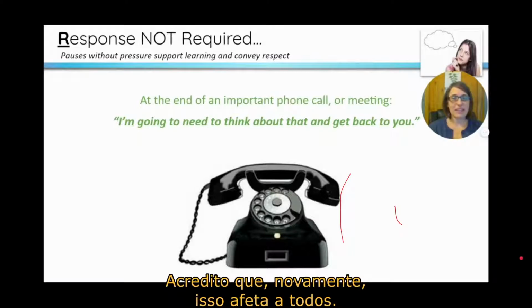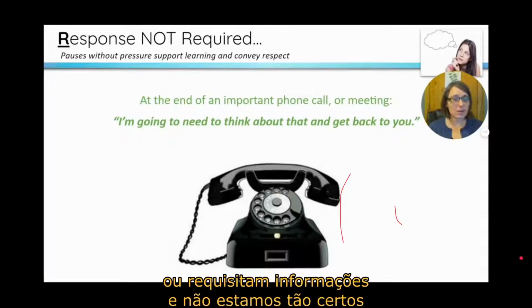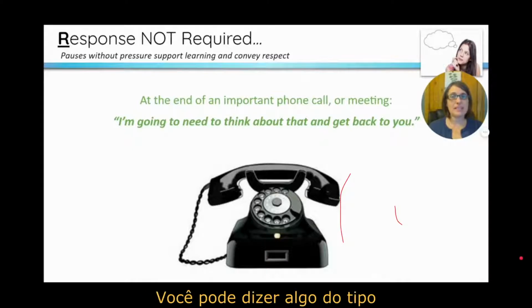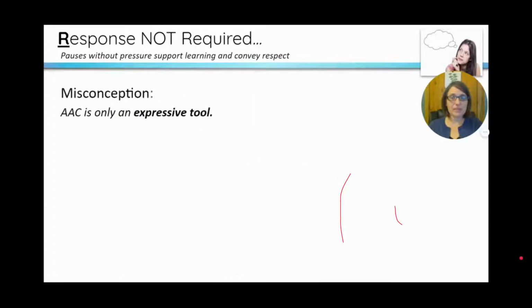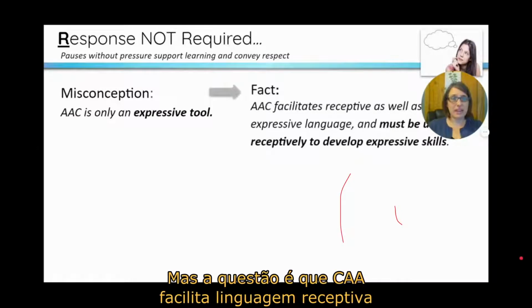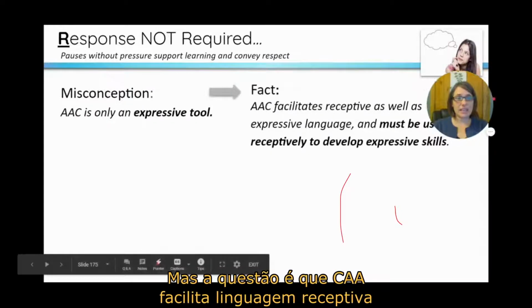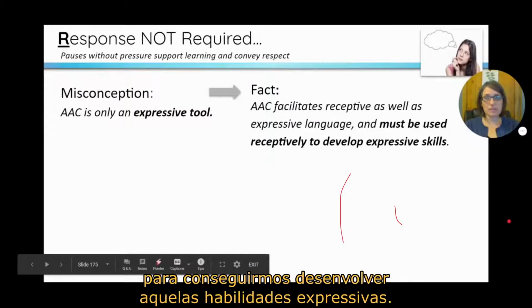So I think that, again, we can all relate to this. There are those times when you are asked to give a response or asked to provide information, and you're not quite sure what to do with it at that moment. You might say something like, I'm going to need to think about that and get back to you. So there is a misconception that AAC is an expressive tool, but more specifically that it's only an expressive tool. But the fact of the matter is that AAC facilitates receptive as well as expressive language, and we do need to use it receptively in order to develop those expressive skills.